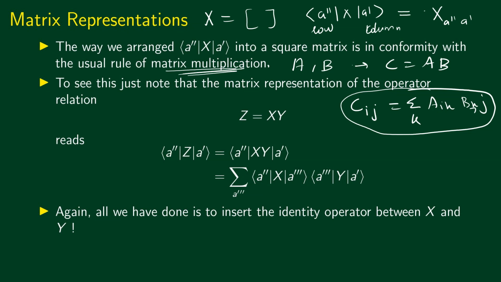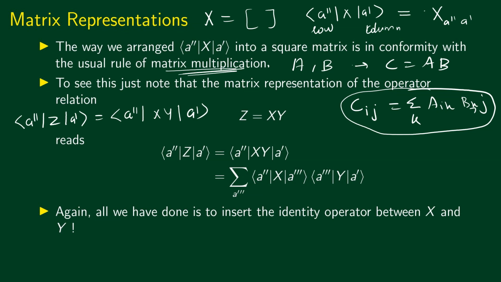Let's look at a product of two operators X and Y, and let the product of these operators be Z. So Z is equal to XY. Z is an operator, X is an operator, Y is another operator. Now let's look at the matrix elements of the matrix that represents operator Z. So I can write bra a double prime Z ket a prime is equal to bra a double prime XY ket a prime.